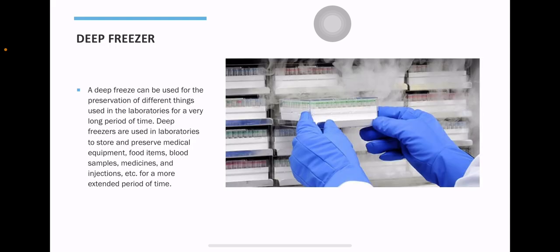Next, we have your deep freezer. It stores samples long term, including bacterial stocks, sera, and reagents. So this keeps material stable for extended periods. I have just a quick trick for all of you. When we talk about deep freeze, it's equivalent to deep time, or long term storage.